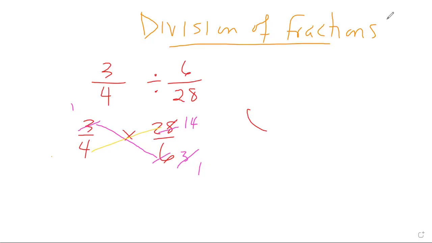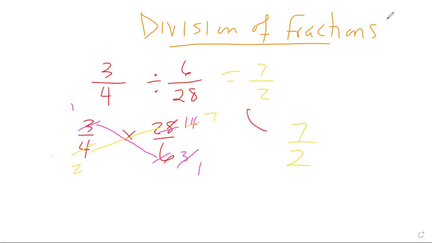Yes, we could use a 2. So 2 divides into 4 2 times. 2 divides into 14 7 times. So I put 7 here. So on top, I've got 1 times 7, which is going to give me 7. At the bottom, I've got 2 times 1, which is 2. So this whole problem turns out to be 7 over 2.